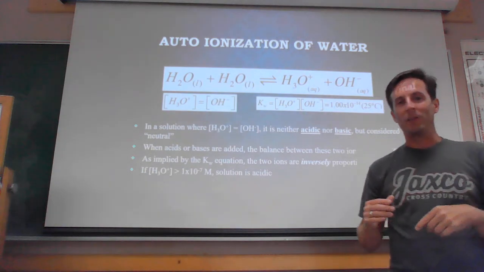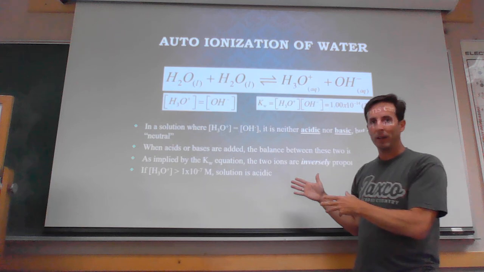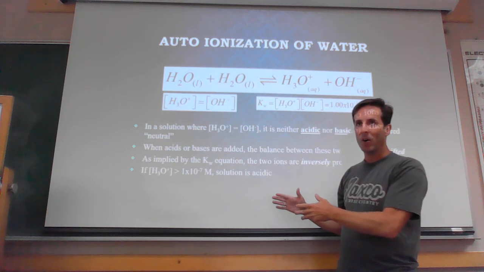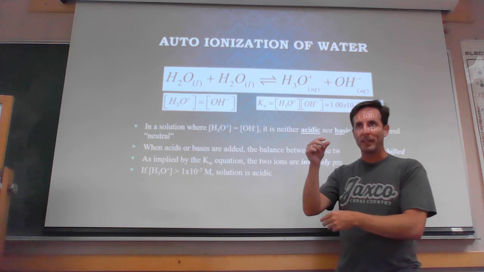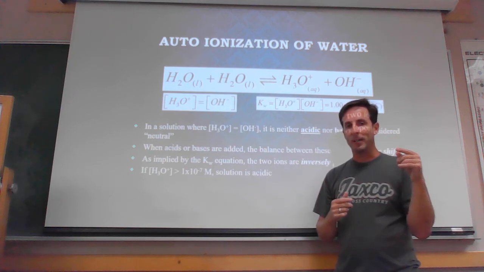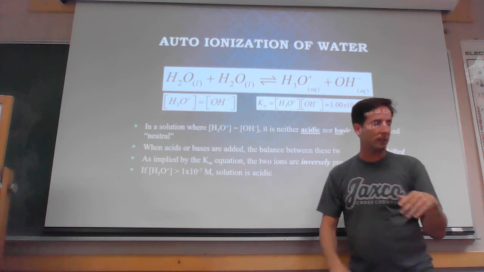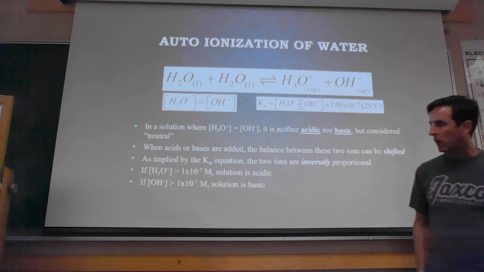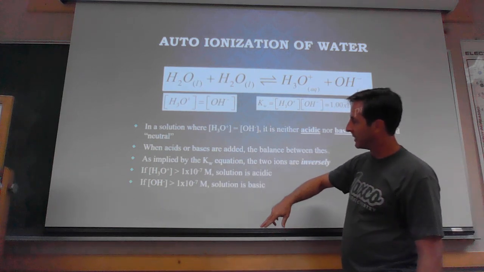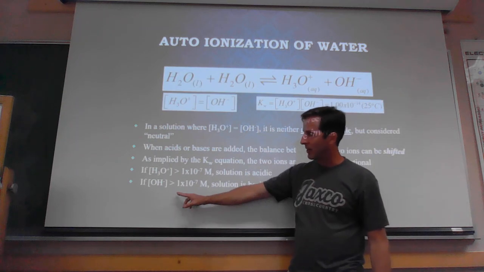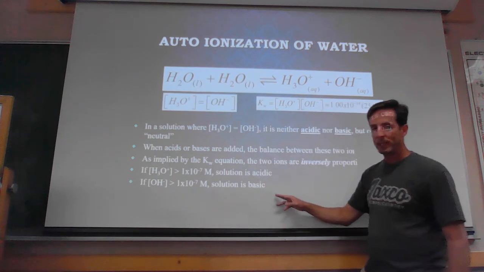Okay? So basically, if I know the concentration of one of them, I should be able to tell if it's greater than 1 times 10 to the minus 7, the other one's got to be less, and therefore the one that's greater is going to tell me whether the solution is acidic or basic. So when H3O is greater than 1 times 10 to the minus 7, I know that the solution is acidic. If the hydroxide is greater than 1 times 10 to the minus 7, the solution has to be basic.